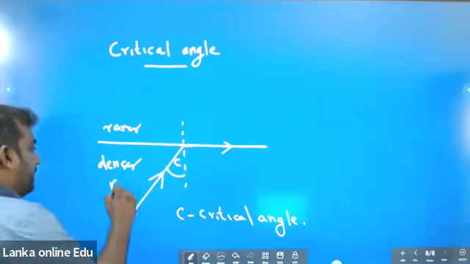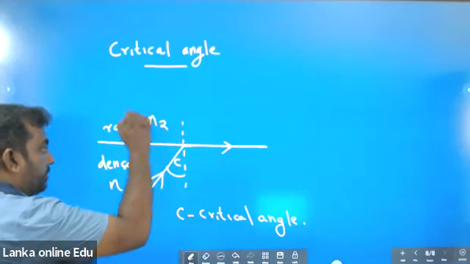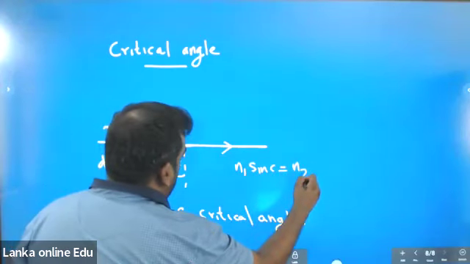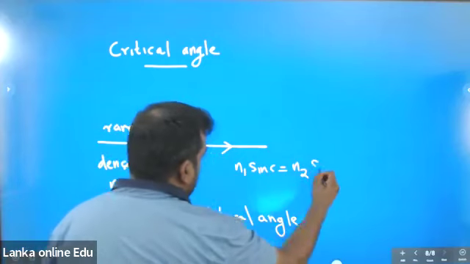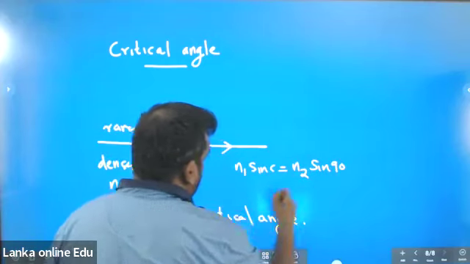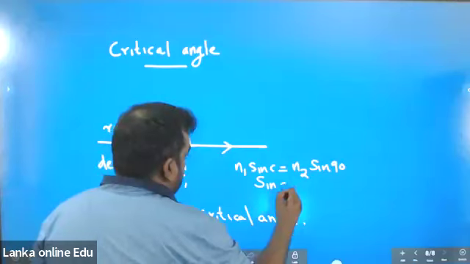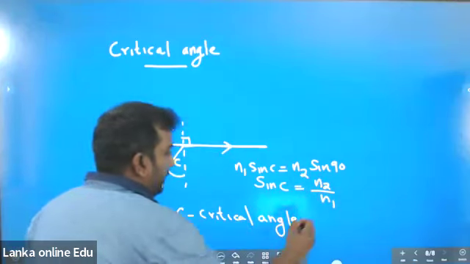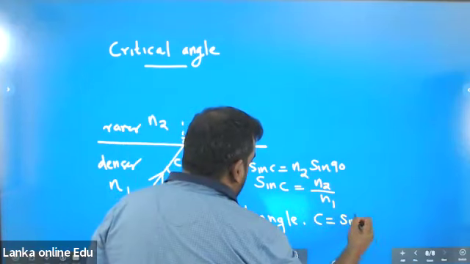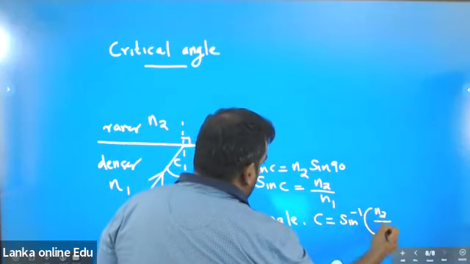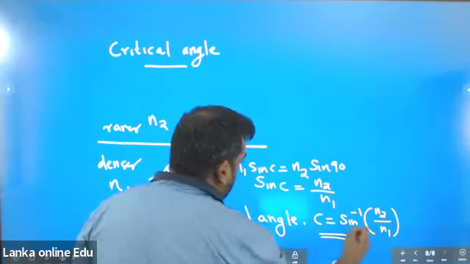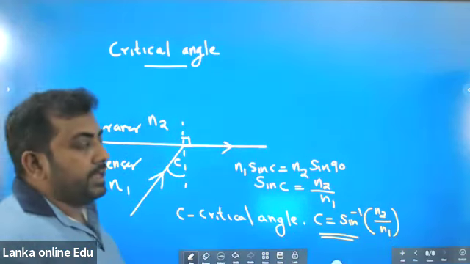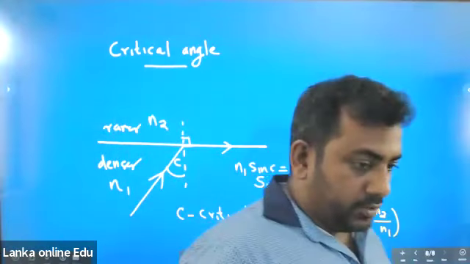So here, let's say N1, let's say N2. You can write N1 sin C equals N2 sin 90. Sin C is equal to N2 divided by N1. From this, C is equal to sin inverse N2 divided by N1, you can find the critical angle. Okay. Let's write.